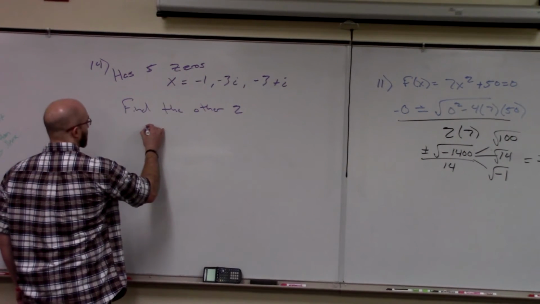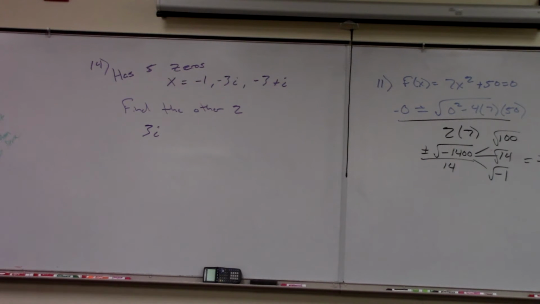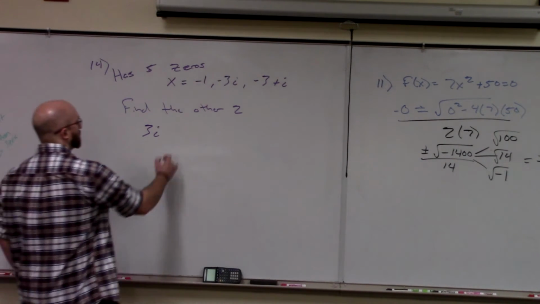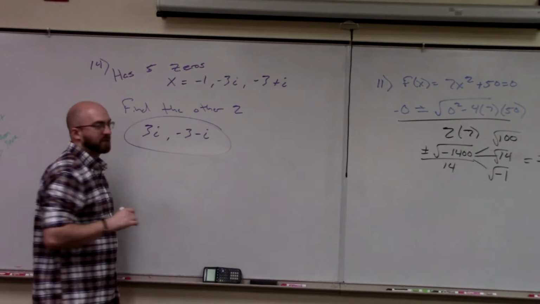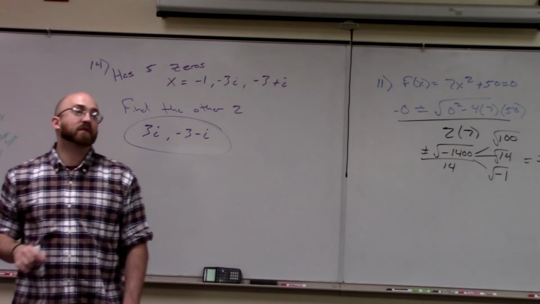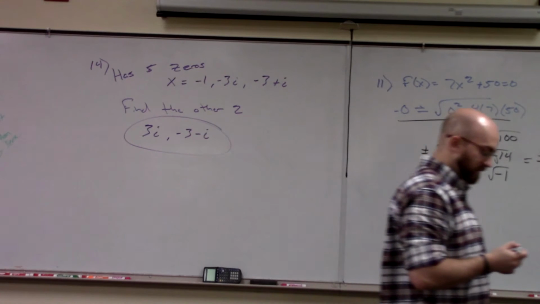What's the conjugate of negative 3 plus i? Negative 3 minus i. Wait, why wouldn't it be a 3 minus i? Because you only change the imaginary number, because the only way to get an imaginary number is a square root. So would you have to solve that math anymore?